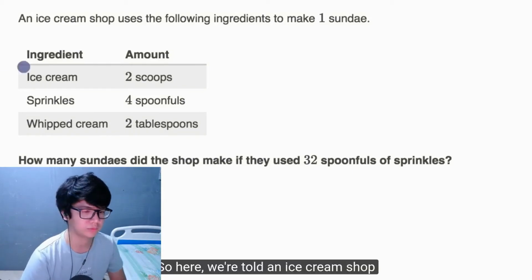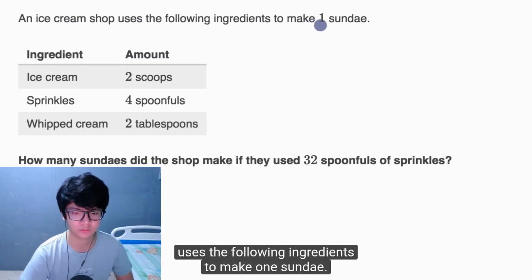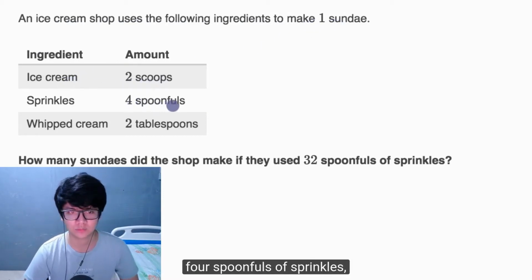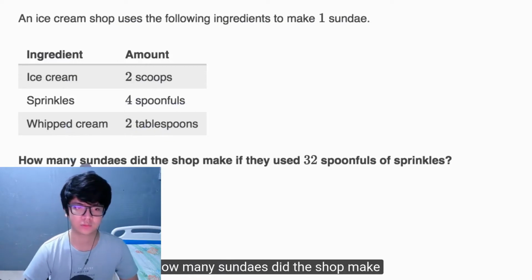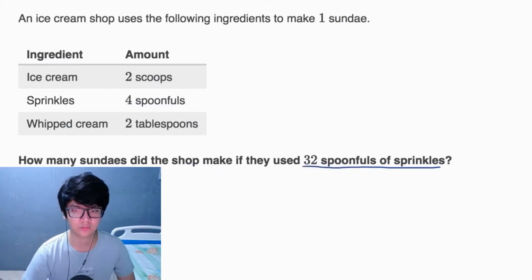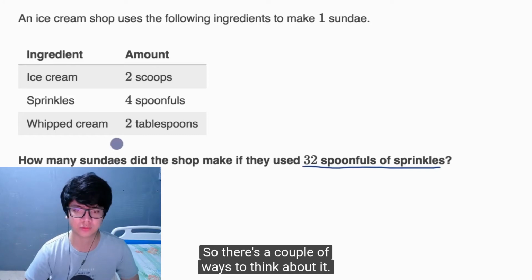So here, we're told an ice cream shop uses the following ingredients to make 1 sundae. They use 2 scoops of ice cream, 4 spoonfuls of sprinkles, 2 tablespoons of whipped cream. How many sundaes did the shop make if they used 32 spoonfuls of sprinkles? So pause the video and try to think about it.